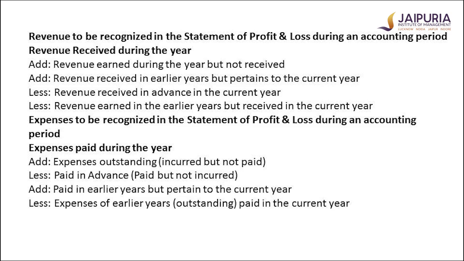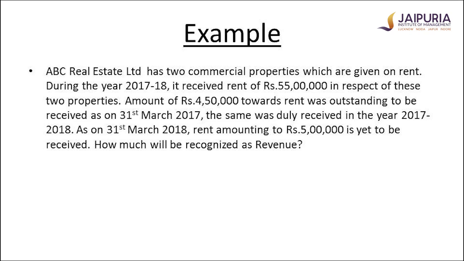Now let me clarify the revenue earned through an example. ABC Real Estate Limited has two commercial properties which are given on rent. During the year 2017-18, it received rent of rupees 55 lakh in respect of these two properties. Amount of 4,50,000 towards rent was outstanding to be received as on 31st March 2017. The same was duly received in the year 2017-18. As on 31st March 2018, rent amounting to rupees 5 lakh is yet to be received. So the question is, how much should be recognized in this financial year, that is 2017-18?